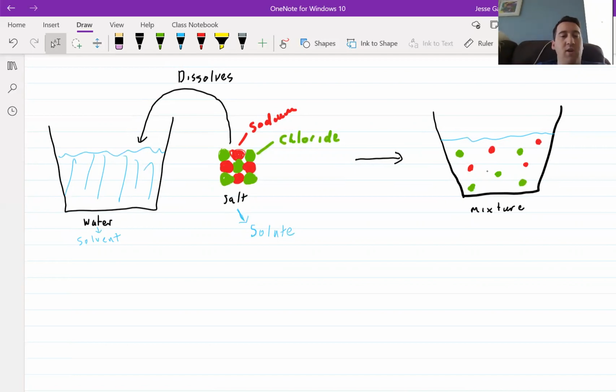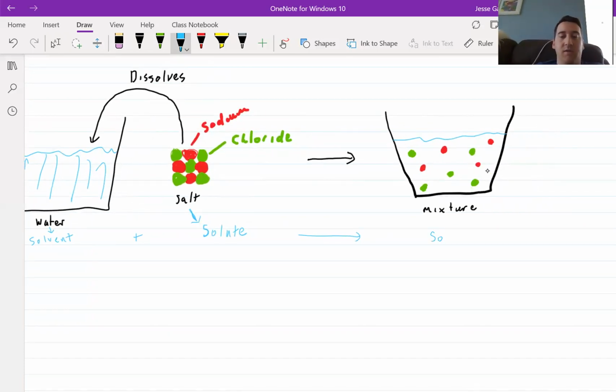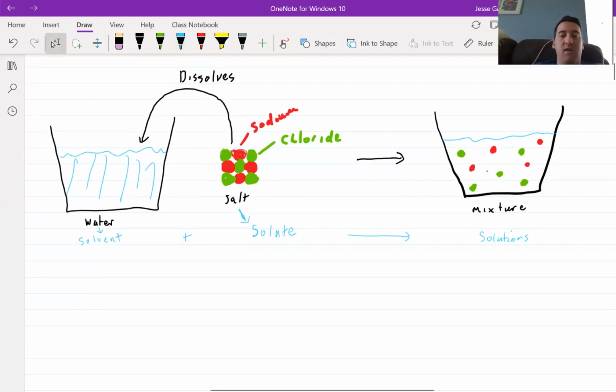So you can see there's not only one type of solvent, but water happens to be a very good solvent. So solvent plus solute, when we add these two things together, we get this mixture over here. And the name for this is we call the mixture a solution. Solutions are mixtures of solutes and solvents. That's what a solution is.